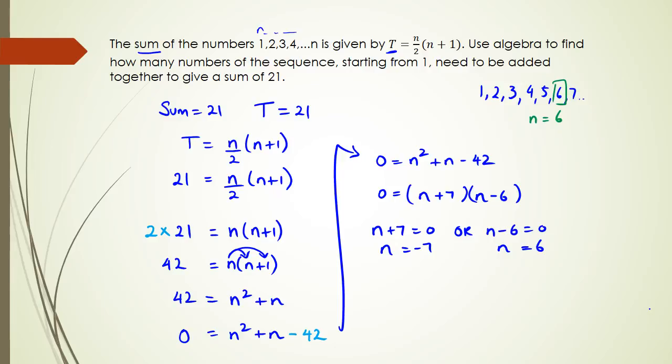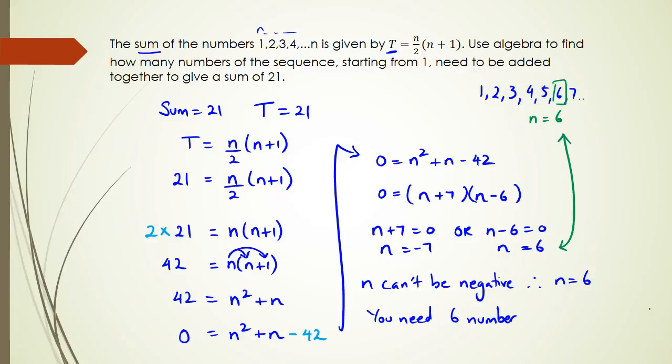Now, there's the 6. We've kind of proved it. But we have to actually say n can't be negative, because when n equals 1, that's the first number. When n equals 2, that's the second number. So you're not really looking for the negative 7th number in this series. So you say n can't be negative. Therefore, n equals 6, which means you need 6 numbers for a total of 21.